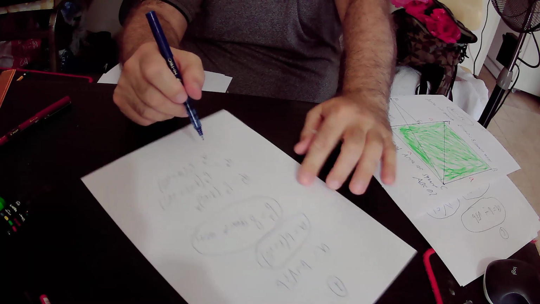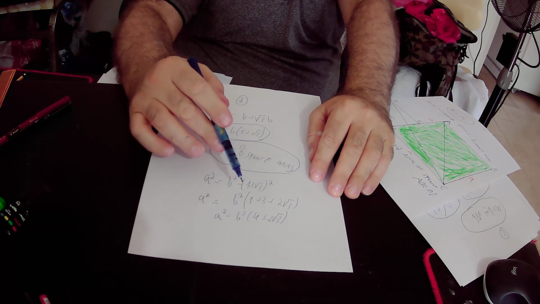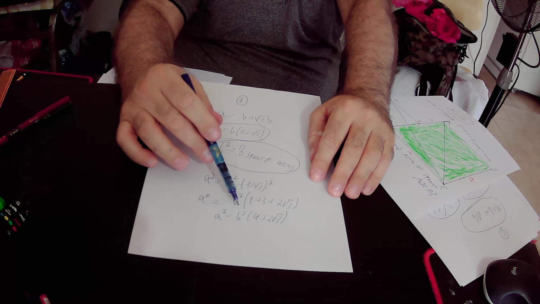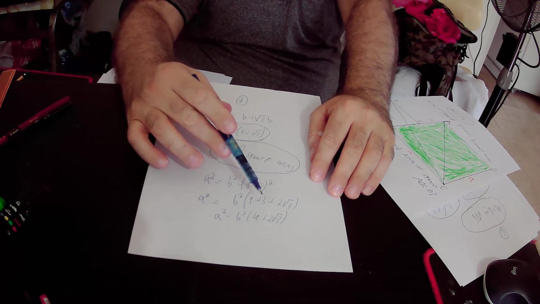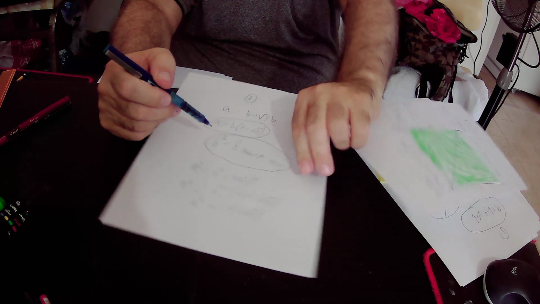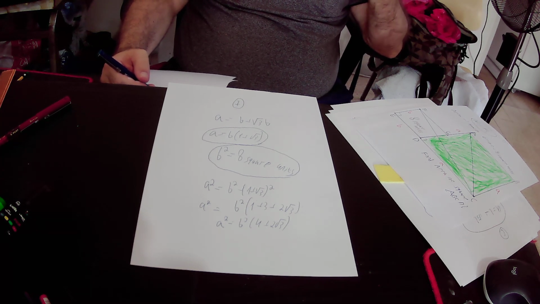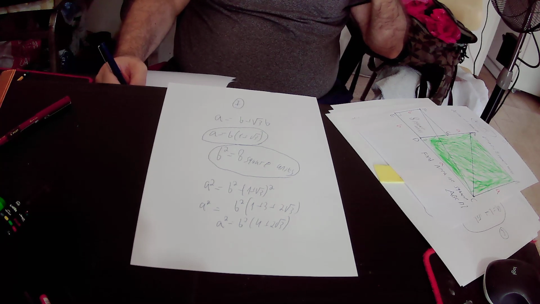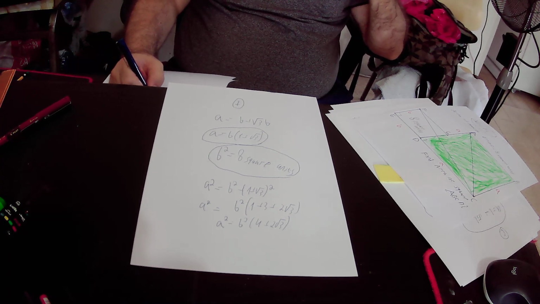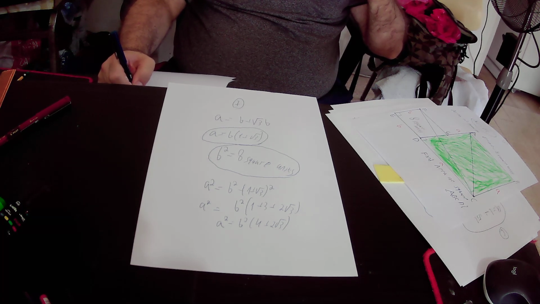So in total we got that A square equals B square times (4 plus 2 times root 3). But we know that B square equals 8 square units, so we can substitute B square by 8. And we get that A square, the area that we want to find, the area of the big square ABCD, equals 8 times (4 plus 2 times root 3).